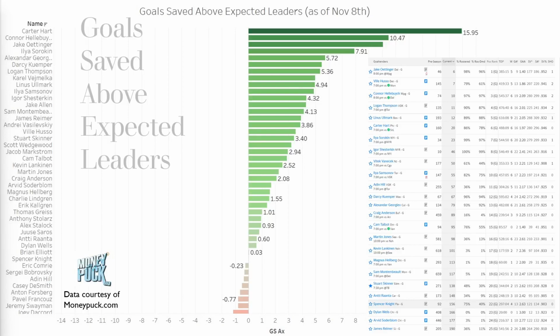Now, just a quick reminder of why I suggest you don't draft a goalie in the first round. Take a look at some of these guys in the top 6. As we look at the top 6, 4 of them were preseason rank 135 or below. Husso, Thompson, Ullmark, and Hart were all late round picks.